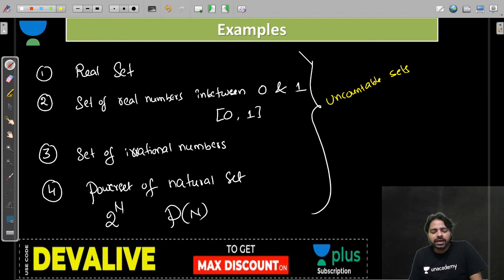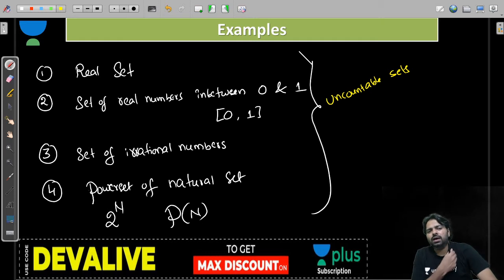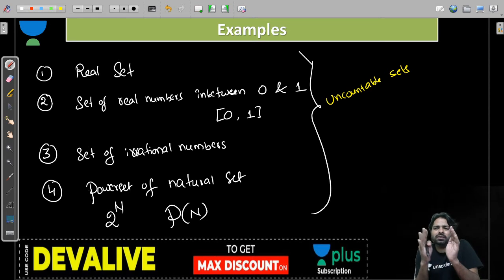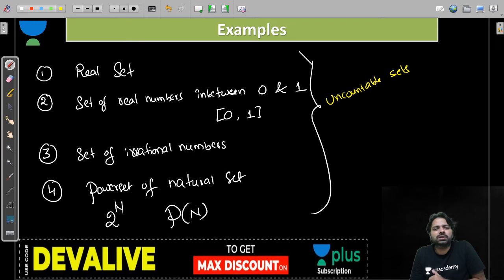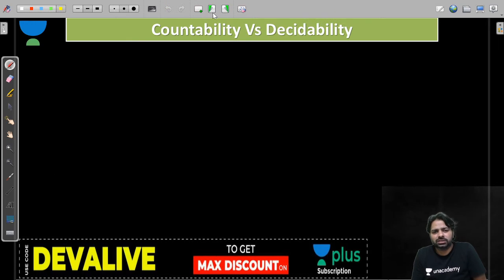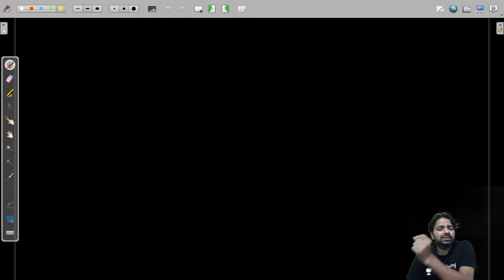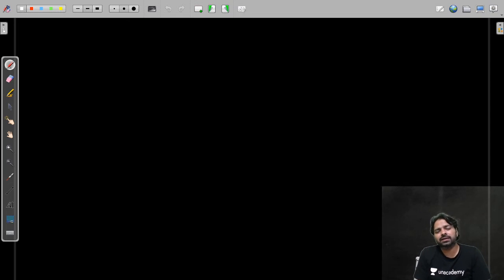So this is the main relation between the countable and uncountable. And there are some facts you might study in discrete mathematics, like if there are 2 countable sets, the union of 2 countable sets is also countable. We have many relations. Before going to a comparison with decidability, I'm just saying that.